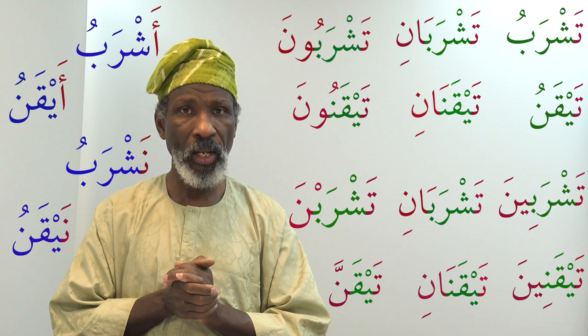What about imperative? Fi'l amr. Imperative, to give command. Let's look at what's going to happen. So we have shariba yashrab ishrab. If you are commanding a single person, male, you say ishrab. You have sukun on your third root letter and your alif of imperative is carrying kasra, because the second root is carrying fatha in the present tense. So ishrab. When you are speaking to a single female, with the same expression, the imperative, you will say ishrabi. So ishrab to a man and ishrabi to a woman.